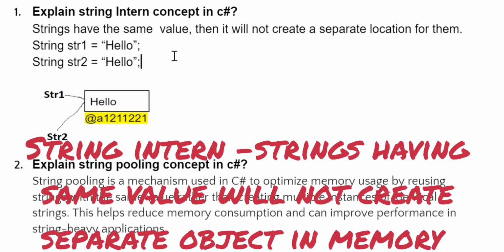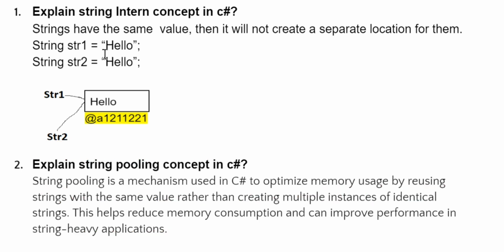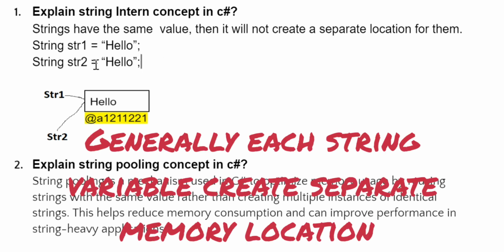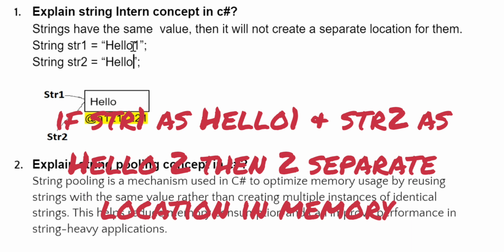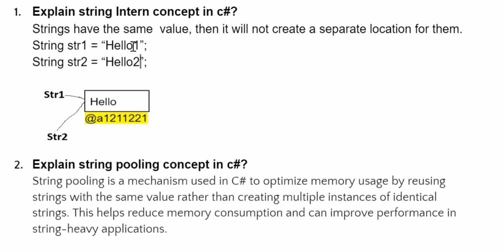When two strings have the same value, like in this example, str1 and str2 have the same value, then it is not going to create a separate location for them in the memory. Generally, suppose there are two strings like str1 and str2, and they have two different values, like str1 has hello 1 and str2 has hello 2. By the nature of string, they are going to create two separate locations in the memory.